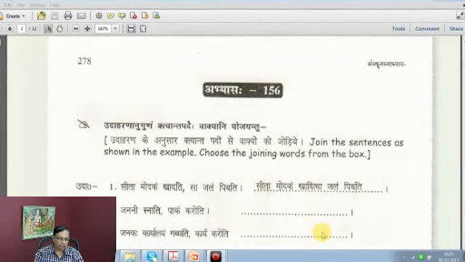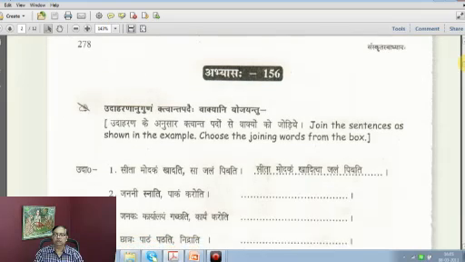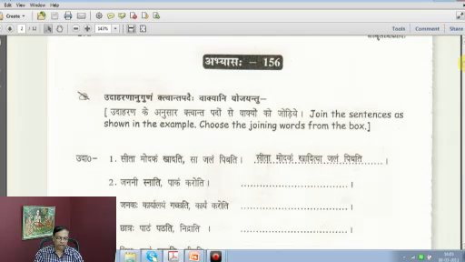Now one is done for you. You do the remaining. That is, Sita modakam khadati sa jalam pibati. There are two sentences here. Modakam is some sweet meat. Sita eats sweet and she drinks water. Jalam pibati, she drinks water.